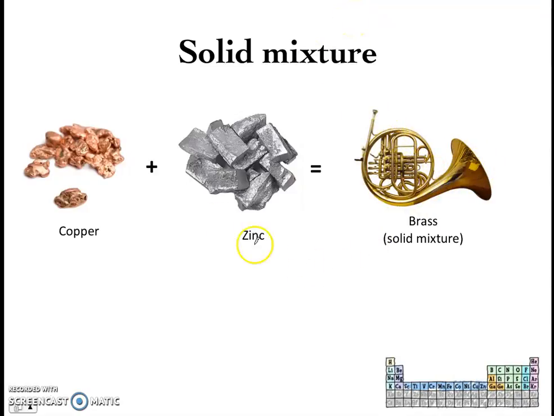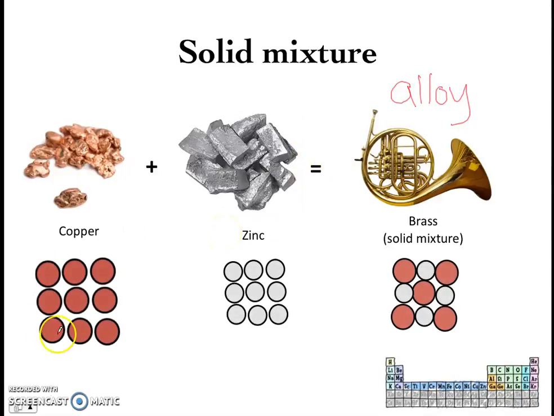And this mixture of metals, a mixture of any two metals together, has a special name. It's called an alloy. Alloys are solid mixtures of two metals. It sounds a bit like Aloysius. Now, if you look at this in diagram form, copper we know is made out of many copper atoms, zinc is made out of many zinc atoms, and when you put them together, this is what an alloy looks like. It kind of looks like the two atoms mixed together.